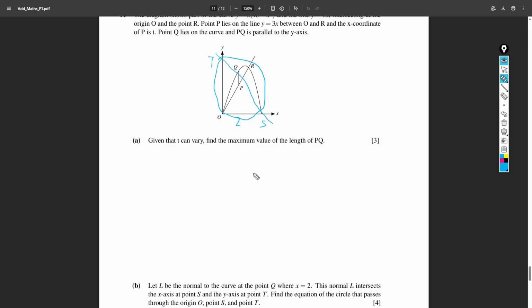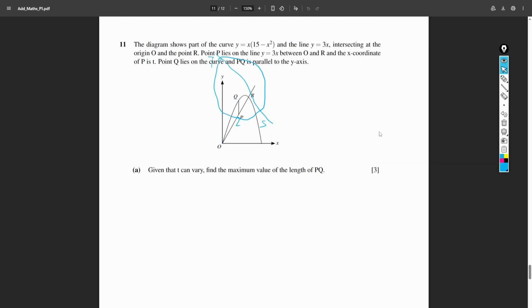So how do we do this? We need to first find the equation of this line. How do we do that? We first find the derivative of this curve, and then we need to find the perpendicular. So let us do the derivative of this curve. The curve is this, right?